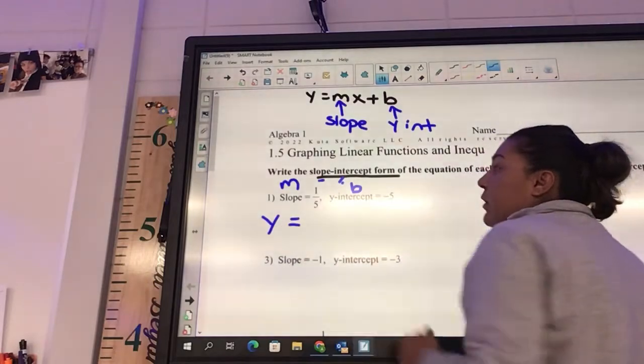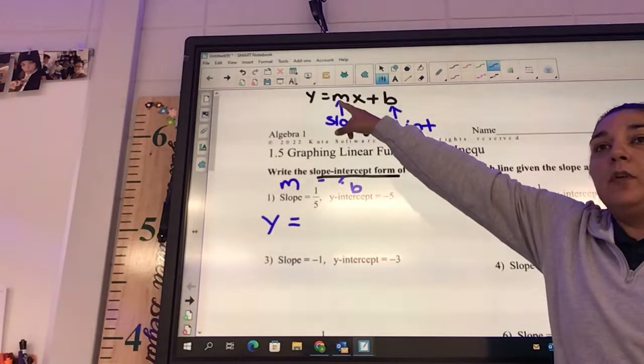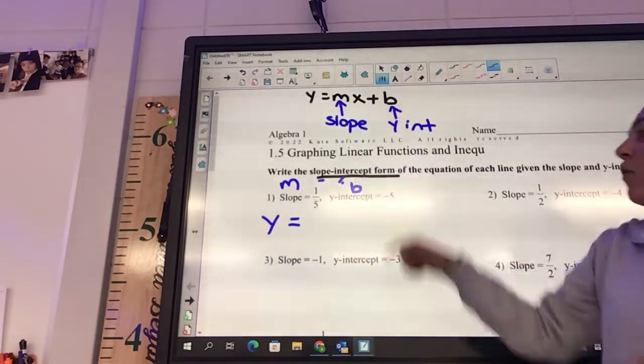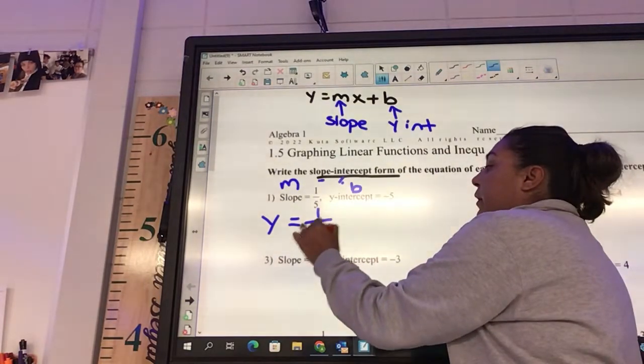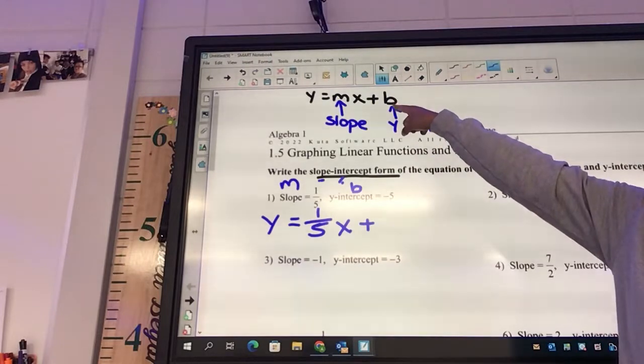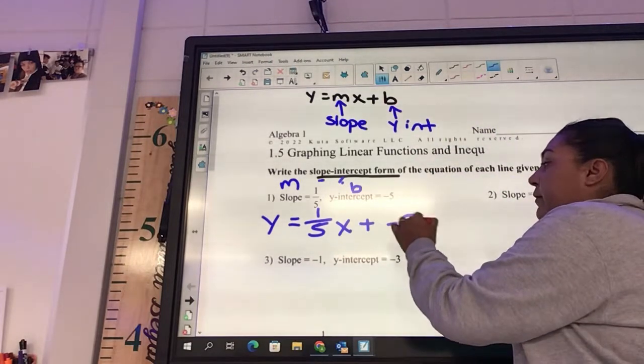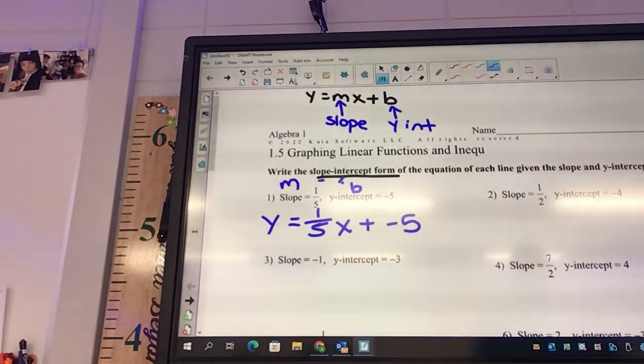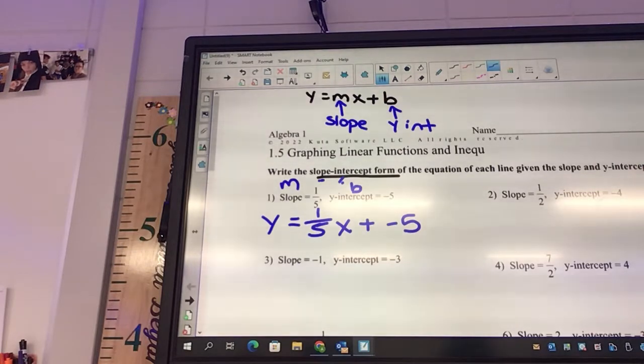So we're going to write this out. Y equals, what is our slope? I'm following this formula. 1 over 5 x plus, what's our y-intercept? Negative 5. That's it. It's done. All you guys are doing is practicing plugging it in and putting it in the right formula. I should be able to give you a formula and you say, oh, Miss Henning, that one is my slope, that one is my y-intercept. You can write these out. This is my slope, this is my y-intercept.